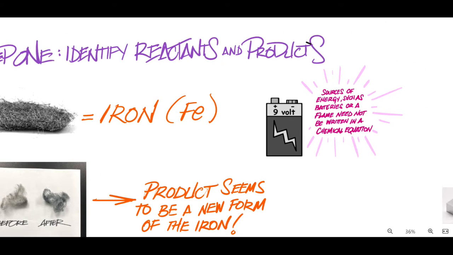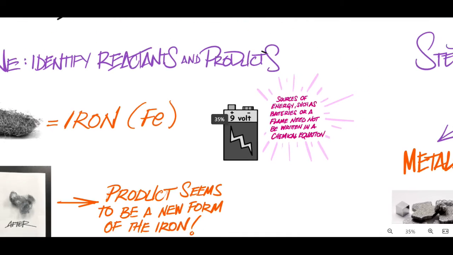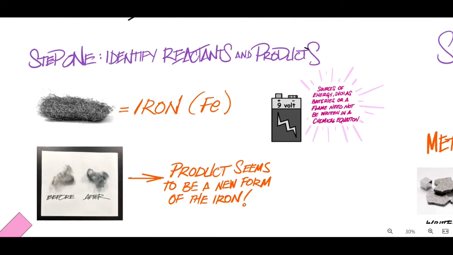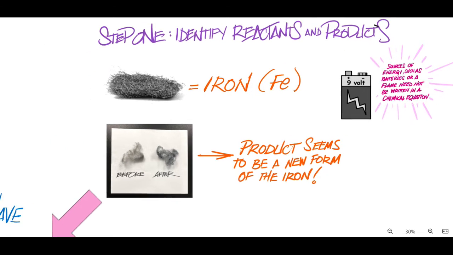Here's a quick tip. Sometimes students think that because this reaction happened with a battery, that somehow the battery needs to be included in the equation. Sources of energy such as batteries or fire need not be written in chemical equations, even though they're very important participants in the process. Okay, so are we really just going to have one reactant and one product in this equation? I don't think so.